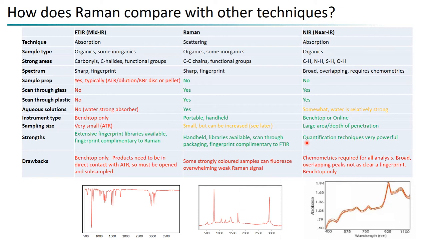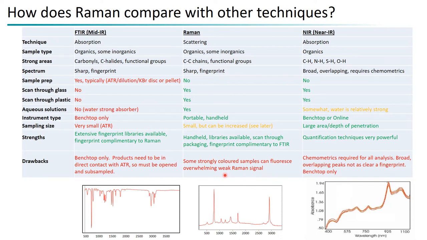so very useful for quantification. The drawbacks of each technique: the FTIR is almost exclusively benchtop based, so products need to be brought to the sample, and you need to have direct contact with a sample, so subsampling is always going to be required, and sample preparation, so preparing the discs and such like, is important.